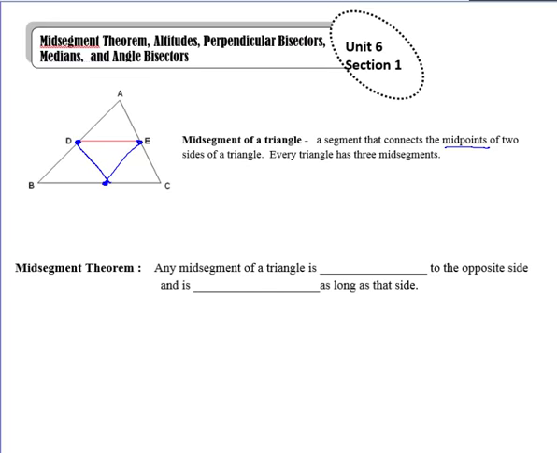So you sort of get a little Triforce looking thing from our Zelda games. I'm not going to look at all three midsegments, I'm just going to look at one. So what exactly does a midsegment do for us? Well, in a triangle we can say that the midsegment is parallel to the side that is opposite of it. And we can also say that the midsegment is half as long as that side. So here, if I said that this had a measurement of x, then I could say that DE had a measurement of x divided by 2. In other words, if this were 10, this would equal 5. So that's what a midsegment does.